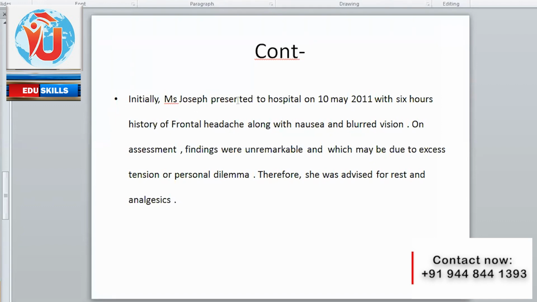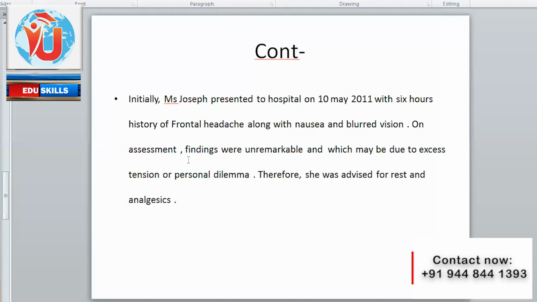Why have I written Miss Joseph? I wrote presented to the hospital on, with the article before the date, 10 May 2011 with headache. If you check the case note, you can see that it is a frontal headache for 6 hours. So it is better to always paraphrase in another format. I put it in another way: 6 hours history of frontal headache along with nausea and blurred vision. Connective sentences will give weightage to our writing.